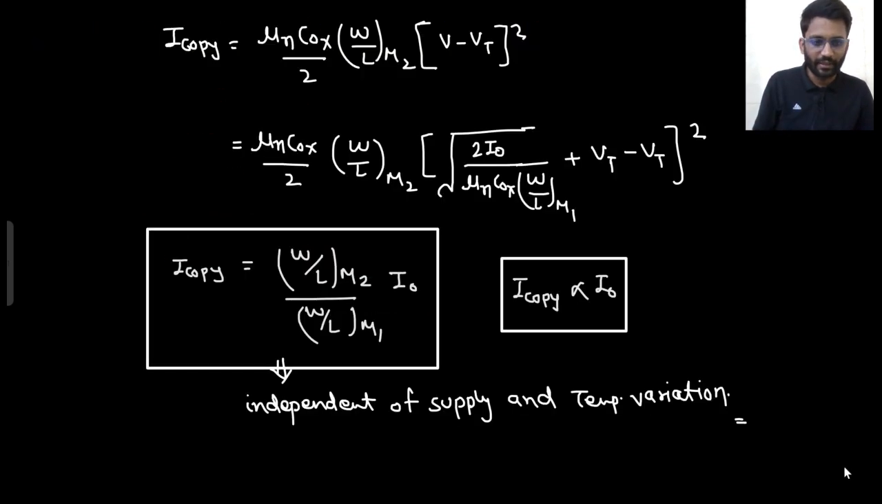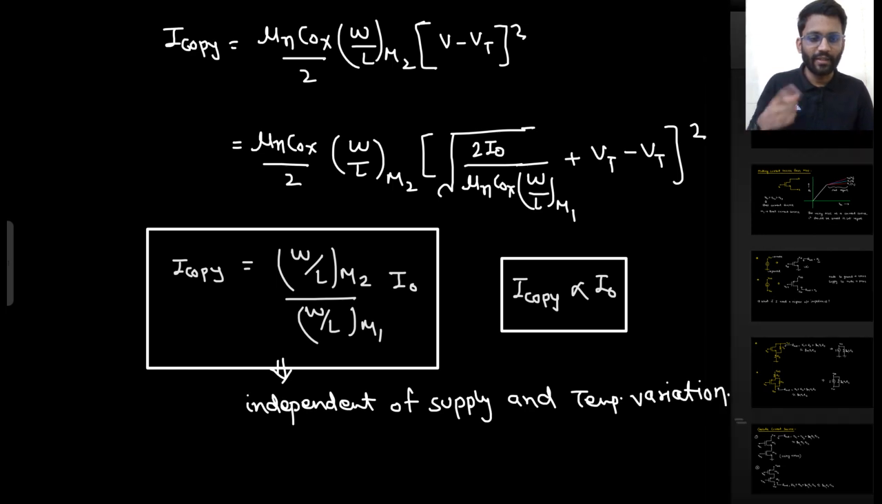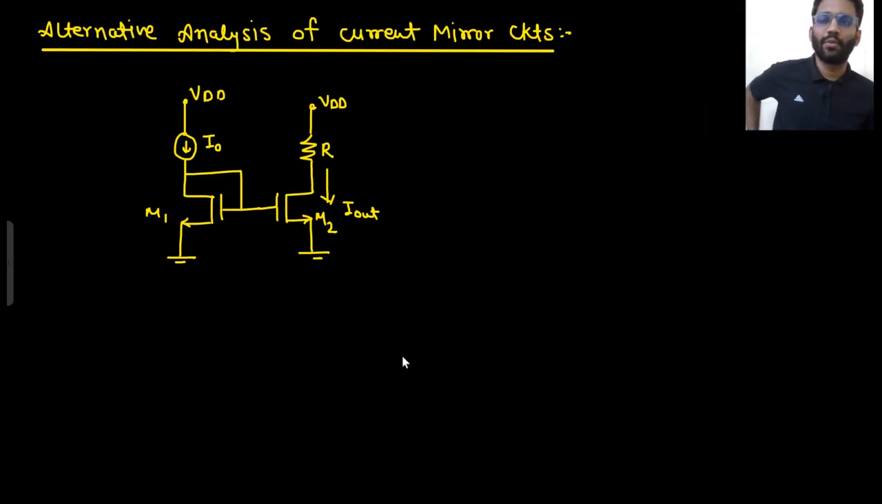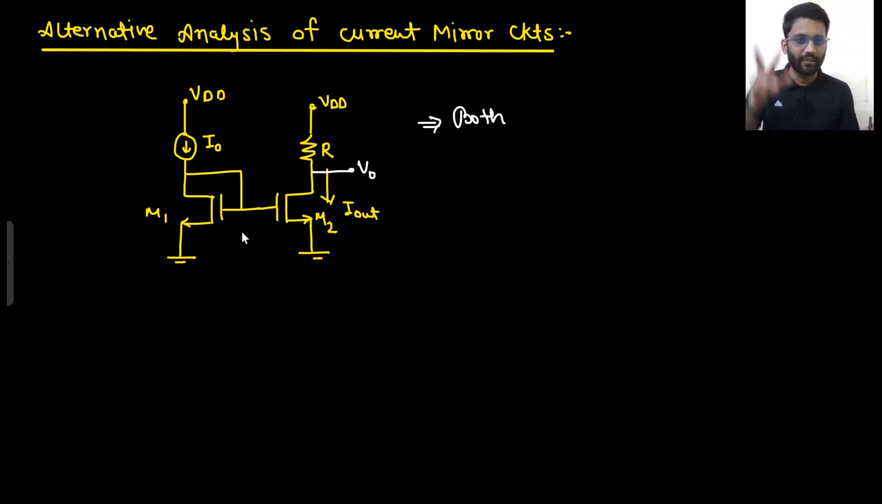Okay, so let's write down the conclusion of the current mirror circuit, or better I should write the conclusion here only. So we are doing the alternative analysis of current mirror circuit. Let's just assume this is V naught. Now this is a current mirror circuit only when both M1 and M2 are in saturation region. M1 is certainly in saturation region. Why so? Because drain and gate are shorted. If drain and gate are shorted, that means it is certainly working in saturation region. We have to make sure that M2 is also working in saturation region.